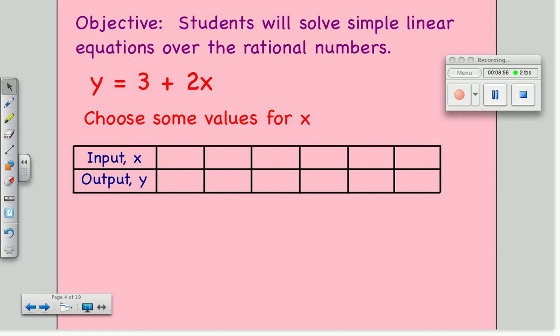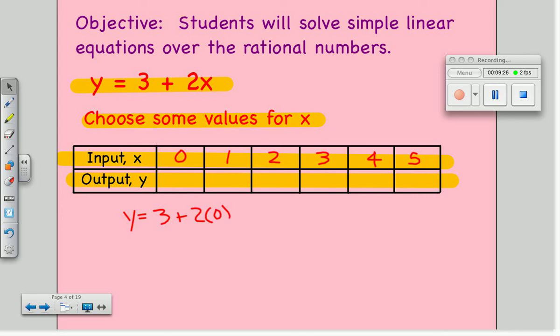Now let's choose some values for x. Again, you're drawing this whole table, so make sure you got all that. Let's make up some values for x. Let's say 0, that's an easy one, and let's do a pattern this time: 1, 2, 3, 4, and 5. So let's see what happens when x is 0. That means y equals 3 plus 2 times 0. We just replace the x with a 0. So y equals 3 plus 0, which is 3.